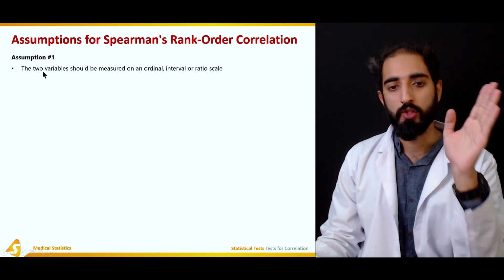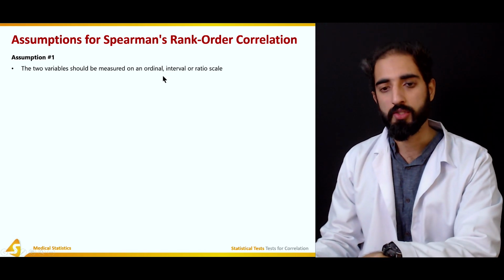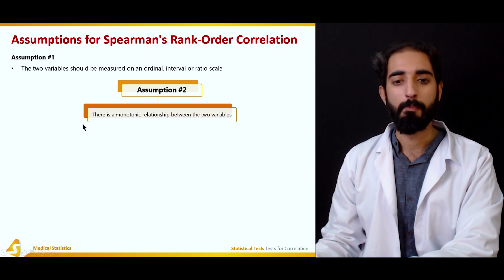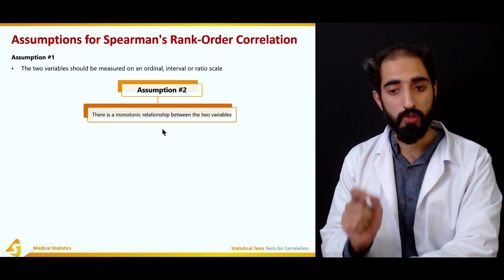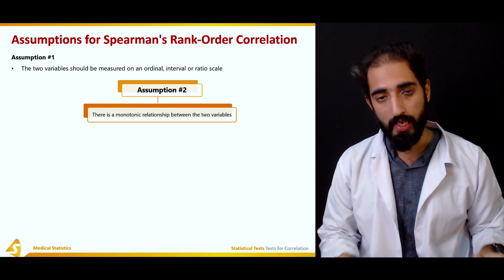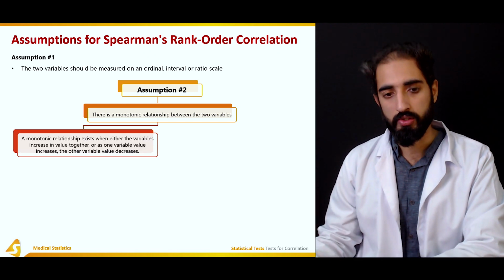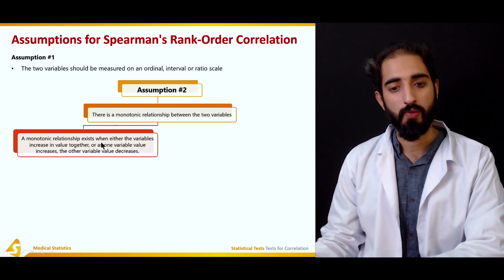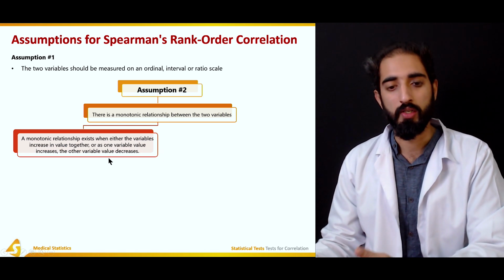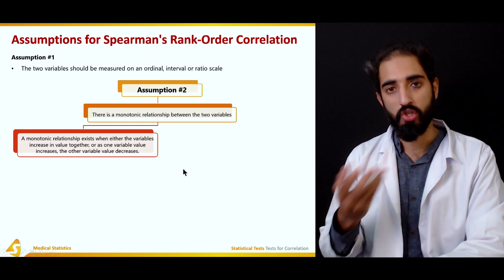Number 1, the two variables should be made on an ordinal, interval or ratio scale, which means ordinal or continuous. And assumption number 2 is there is a monotonic relationship between the two variables, which means if one is increasing, the other is also increasing, and if one is decreasing, the other is also decreasing. That sort of relationship. So a monotonic relationship exists when either the variables increase in value together, or as one variable increases, the other value decreases, not that it changes with time.